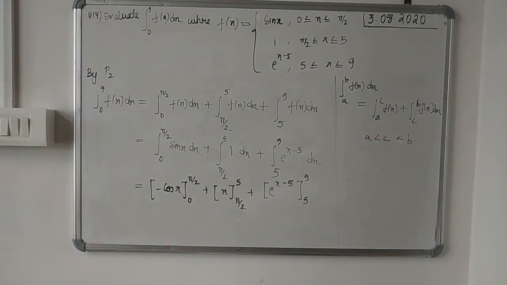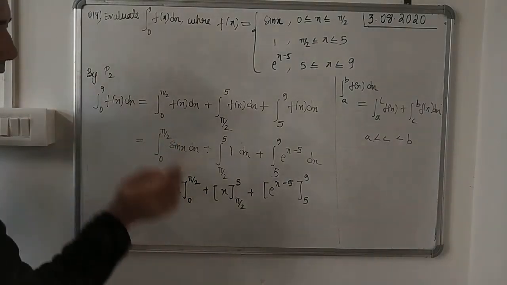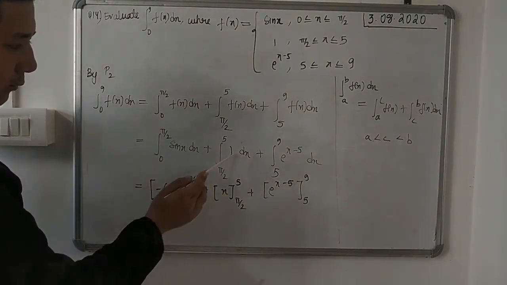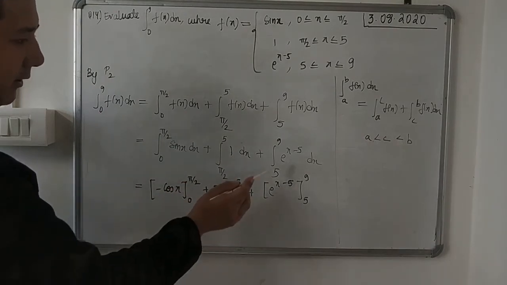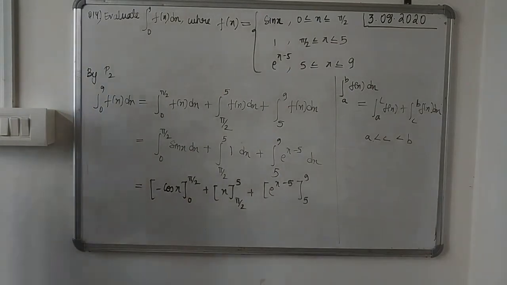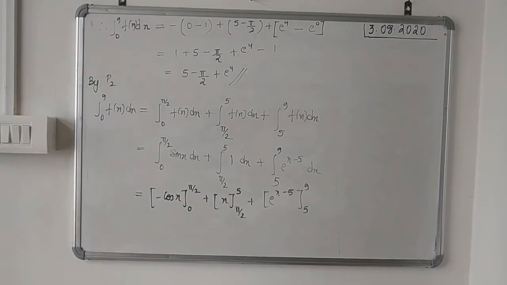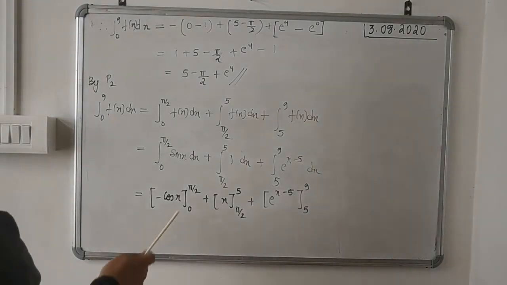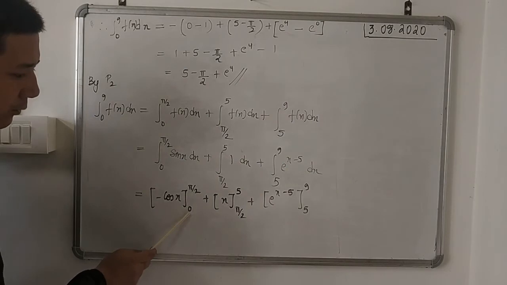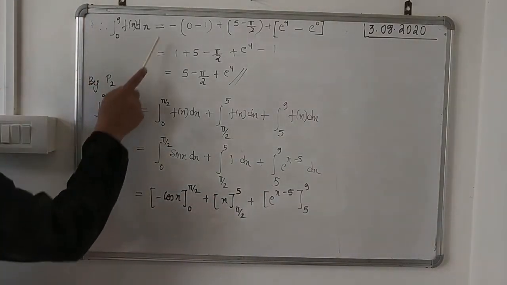Alright, when you take the integration, you get the integral of sin x is minus cos x from 0 to 90. The integral of dx is x from 90 to 5. And e to the power x minus 5 integrates to e to the power x minus 5 from 5 to 9. Now in the next step, we'll put the upper limit minus lower limit. So pause the video, note it down. Okay, now this step everyone knows. From here, what to do? Upper limit minus lower limit, upper limit minus lower limit.